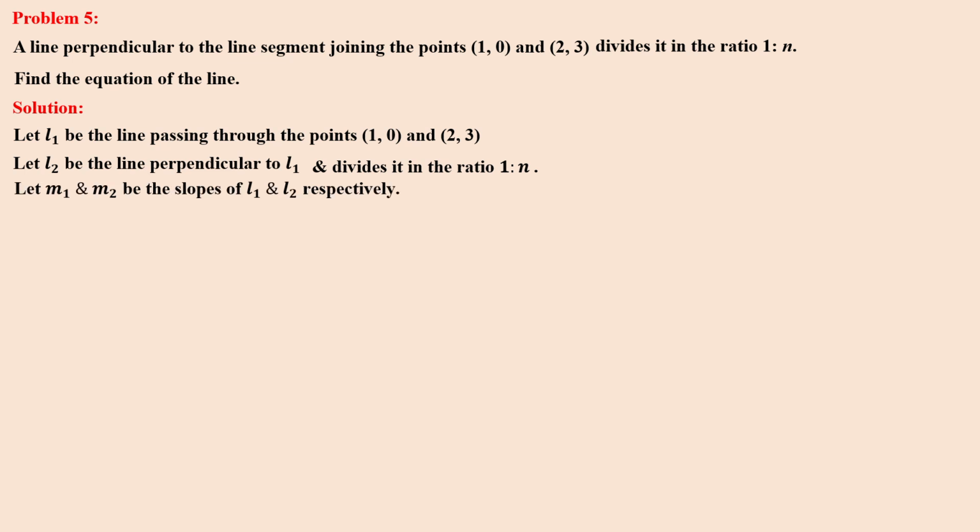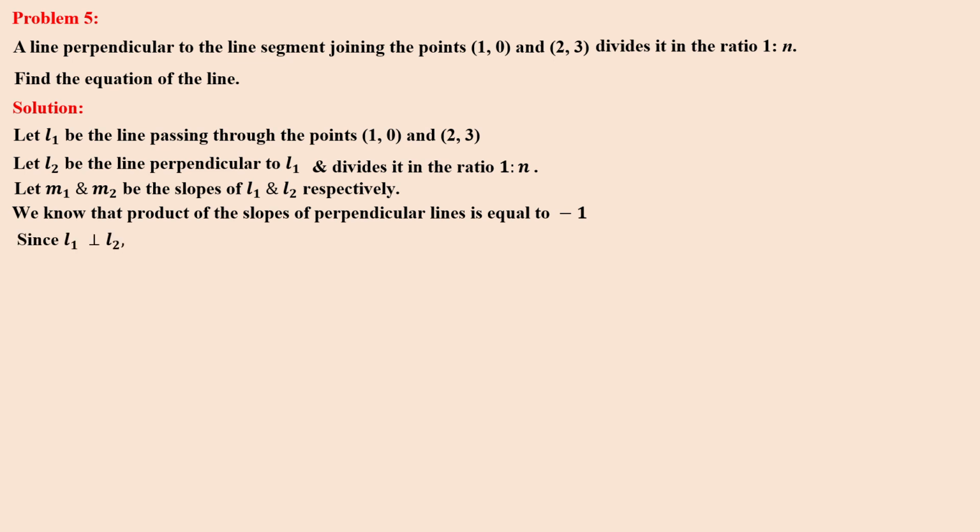Let m1, m2 be the slopes of the lines L1 and L2 respectively. We know the product of the slopes of perpendicular lines is equal to -1. So L1 is perpendicular to L2, that implies m1 times m2 equals -1. That is equation number 1.